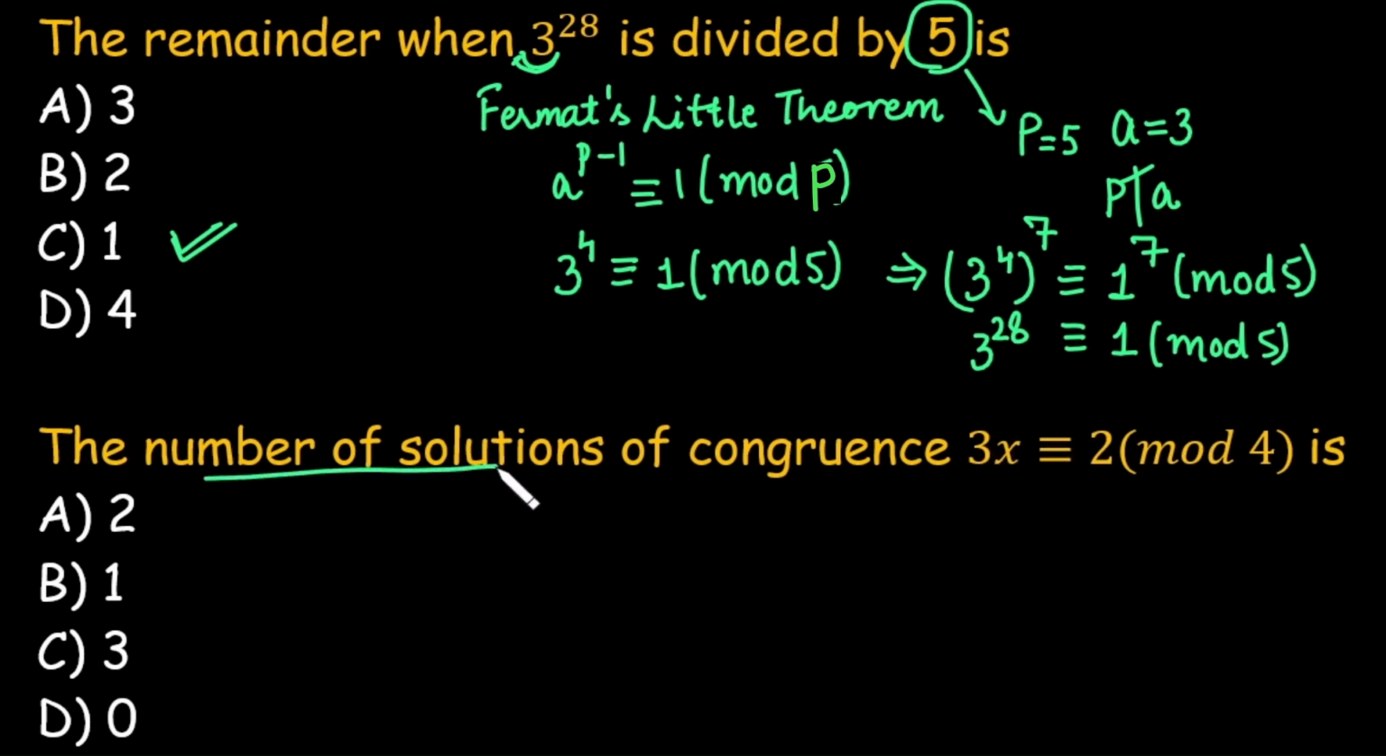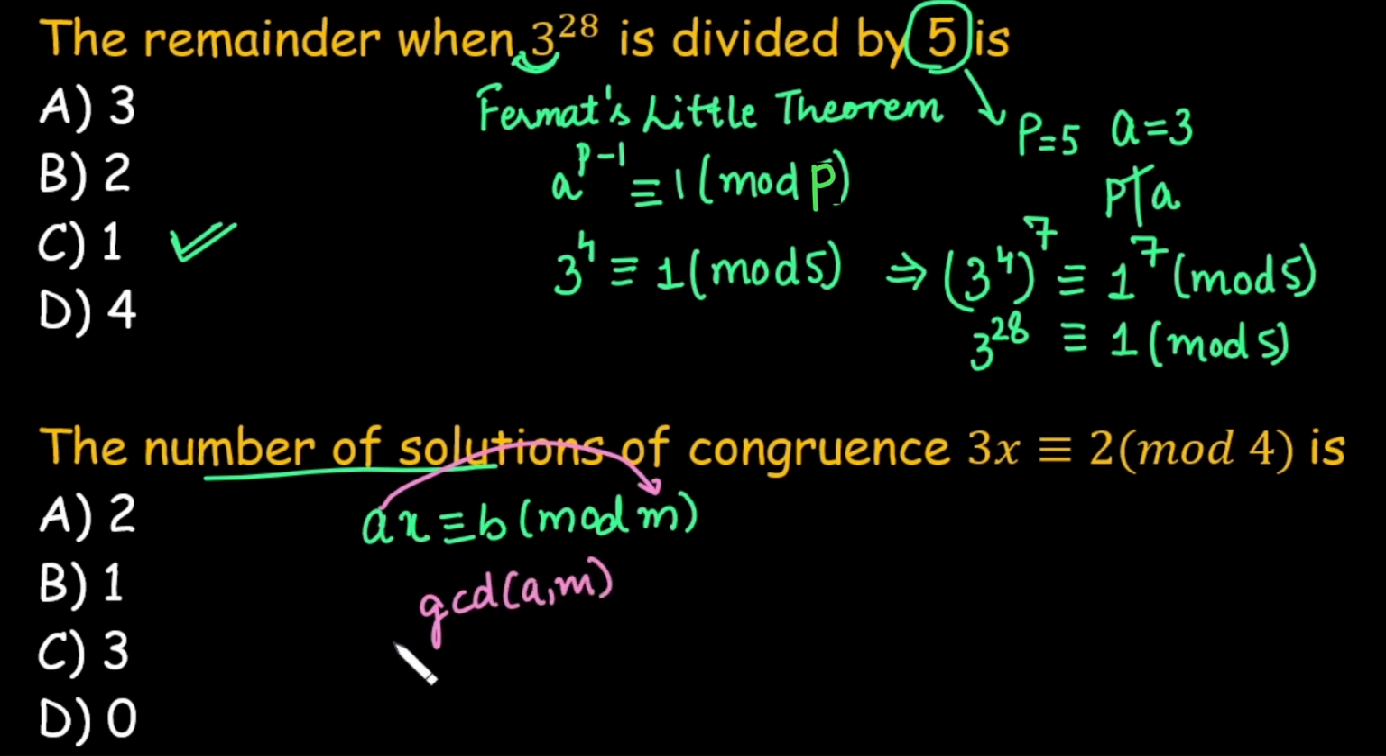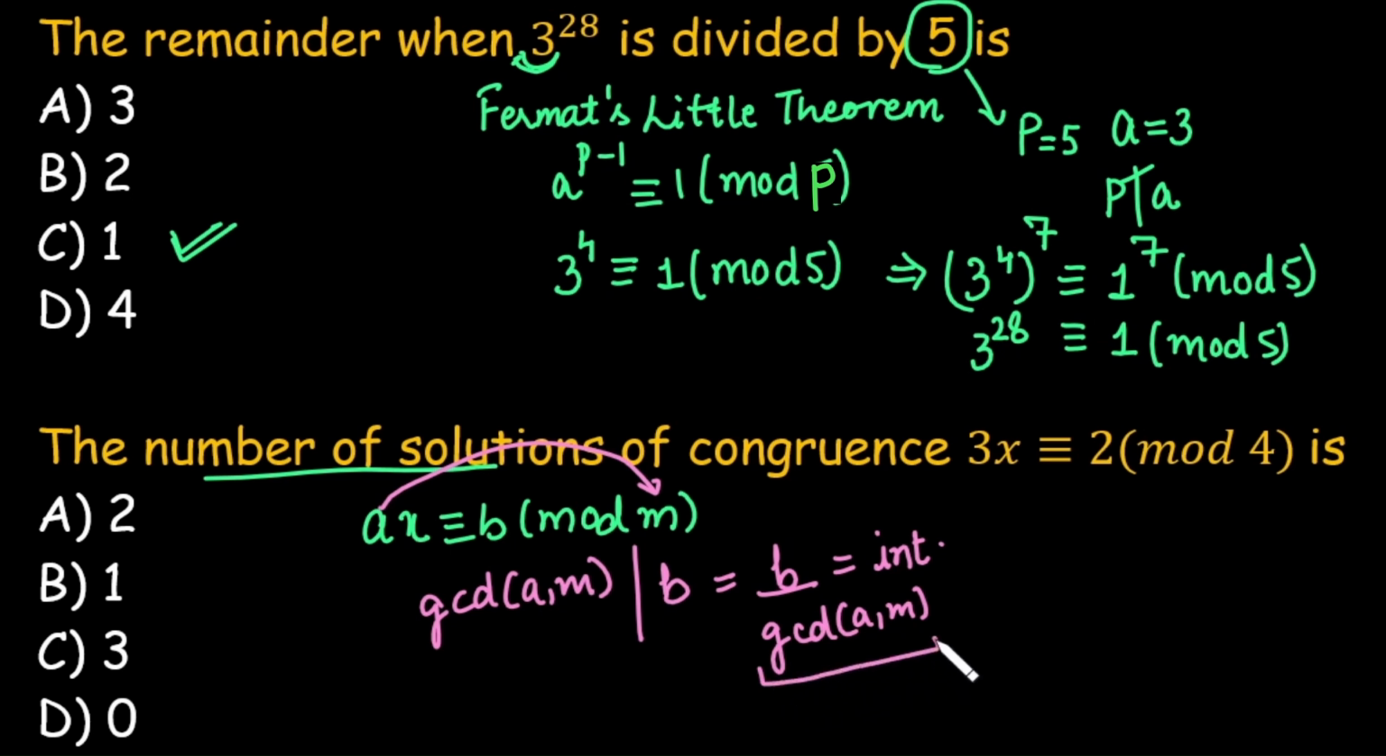So we need to find the number of solutions, not the value of x. For this, we have one result. It says that if we have a congruency of this form, then it has a solution if the GCD of A and M, that is the greatest common divisor, divides B. Meaning B divided by GCD of A and M is an integer. Then definitely it has a solution. Moreover, the number of solutions is equal to the GCD of A and M.